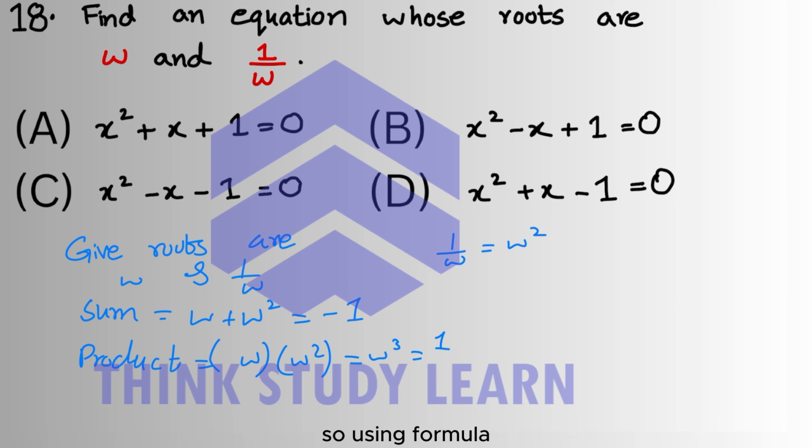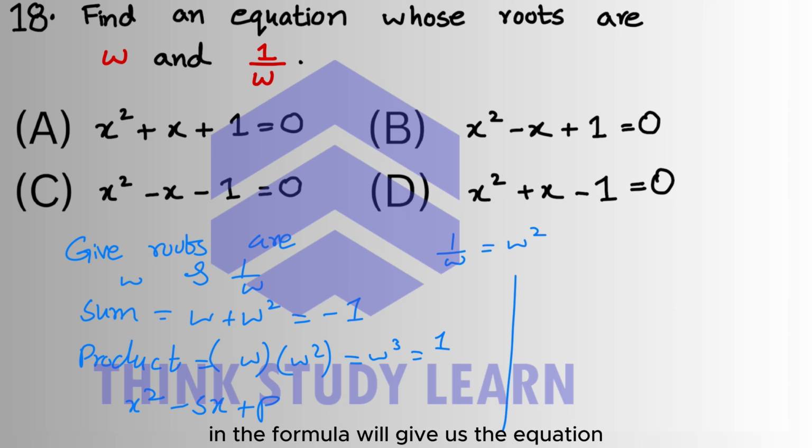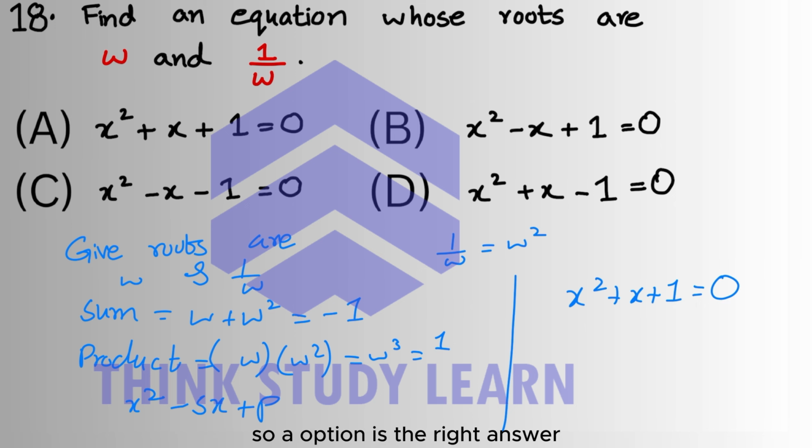So using the formula, we know that the formula to find an equation is x square minus sx plus p. So putting values in the formula will give us the equation x square plus x plus 1 is equal to 0. So A option is the right answer.